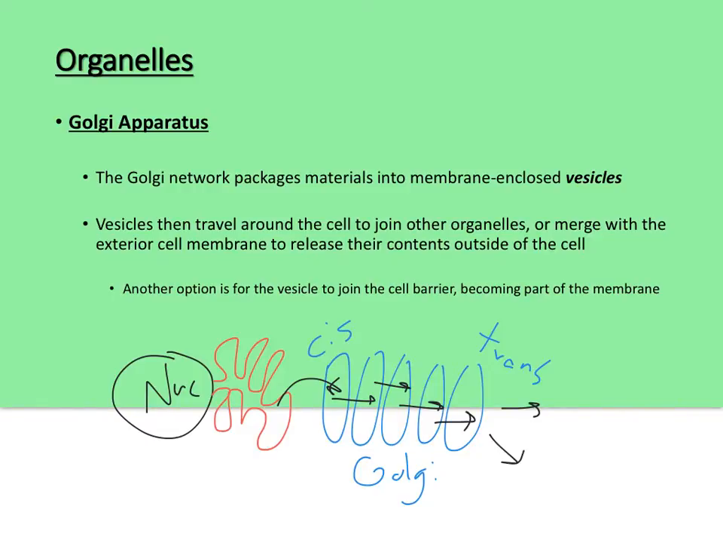It's possible to see retrograde movement, where materials move backwards from trans to cis, but that's not as likely. So usually what we see is that materials go from cis to trans through that Golgi apparatus.